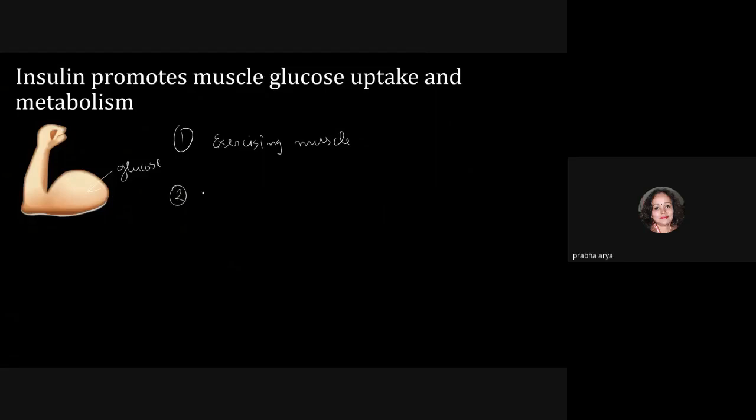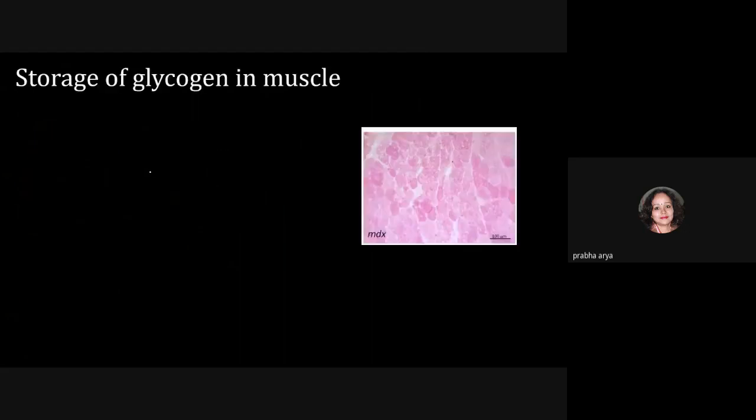The second condition is after a meal, or a few hours after a meal. When your food is absorbed from the gut and glucose concentration is high, glucose starts coming into the muscles by the action of insulin, because insulin increases the transporters on the surface of the cell so that more and more glucose can be internalized. When excess glucose is there, what happens? It will be stored in the muscle in the form of glycogen.